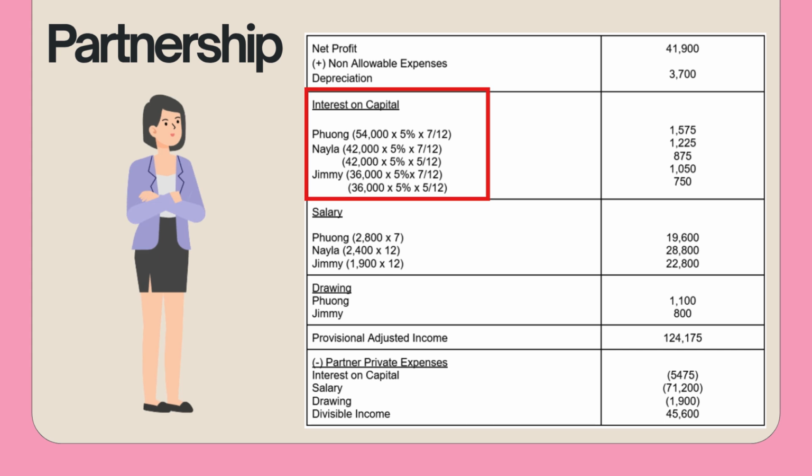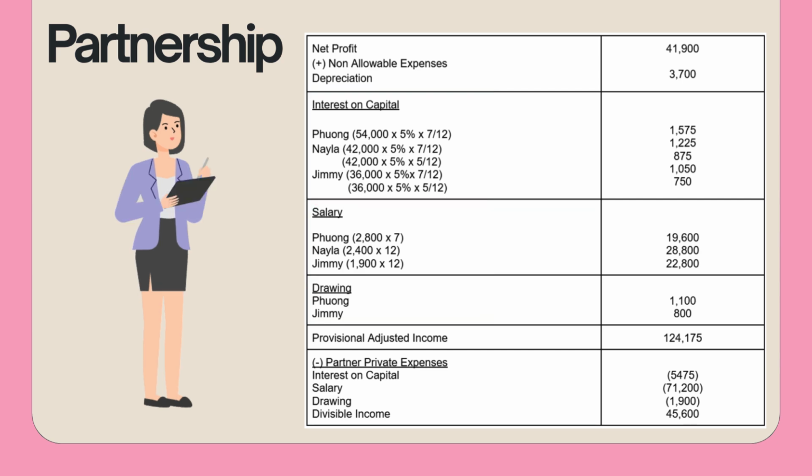This includes interest on capital for all three partners, based on a 5% annual rate, individual partner salaries, and personal drawings. When the net profit, depreciation, and all individual partner allocations are added together, the business arrives at a provisional adjusted income of 124,175 ringgit.